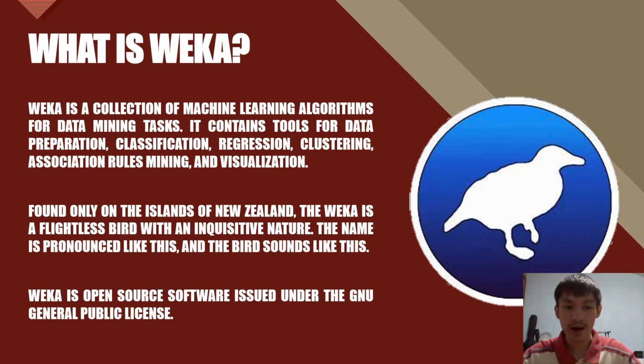So what is Weka? Weka is a collection of machine learning algorithms for data mining tasks. It contains tools for data preparation, classification, regression, clustering, association rules mining, and visualization. Found only in the islands of New Zealand, the weka is a flightless bird with an inquisitive nature. The name is pronounced like this, and the bird sounds like this. Weka is open source software issued under the GNU General Public License.